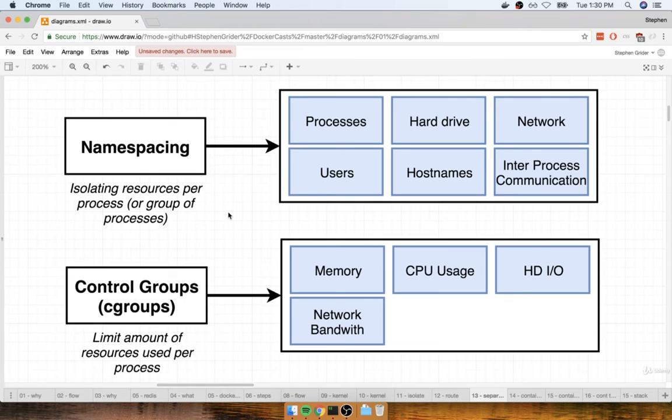Very closely related to this idea of namespacing is another feature called control groups. A control group can be used to limit the amount of resources that a particular process can use. So namespacing is for saying, hey, this area of the hard drive is for this process. A control group can be used to limit the amount of memory that a process can use, the amount of CPU, the amount of hard drive input-output, and the amount of network bandwidth as well. So these two features put together can be used to really isolate a single process and limit the amount of resources it can talk to and the amount of bandwidth, essentially, that it can make use of.